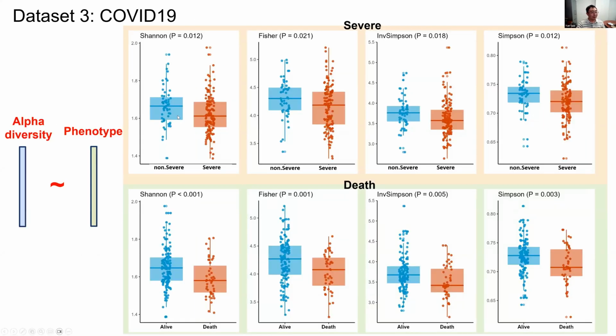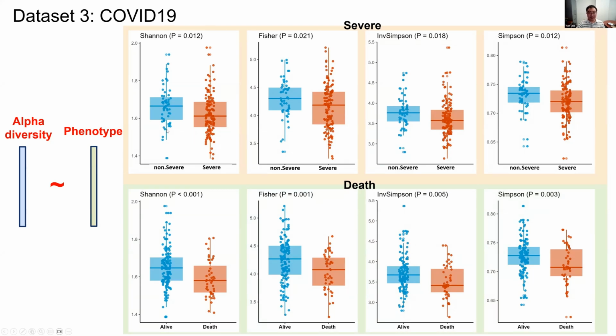And we look at alpha diversity as well. So the alpha diversity is: non-severe people usually have more diverse HLA genotypes. This result is actually consistent with the data set we looked at for multiple sclerosis, where the control had more diversity than the diseased. So the non-severe response had more diverse HLA.